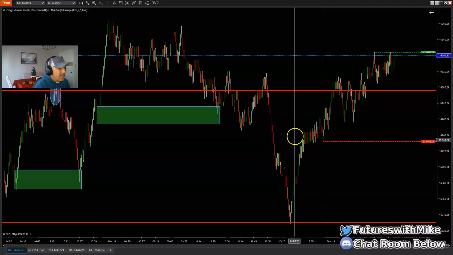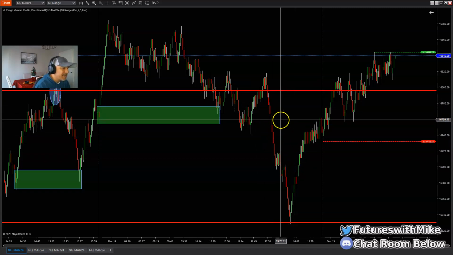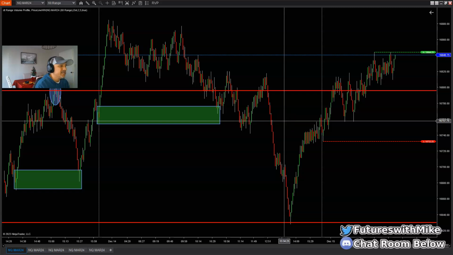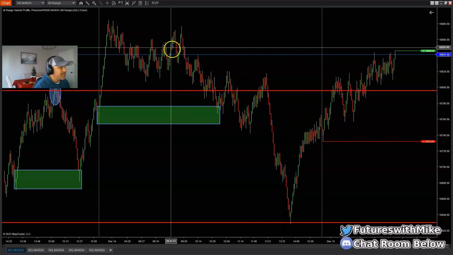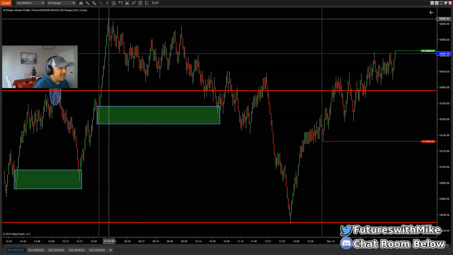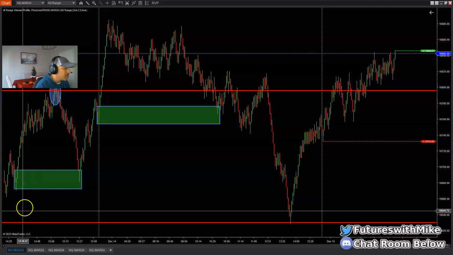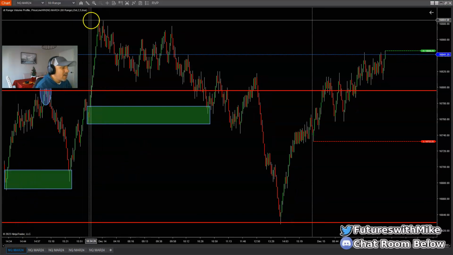Now, if we start breaking minor areas of structure back to the upside, I'm not saying you can't look for longs. You can definitely do so, but keep in mind the bigger picture is to look for shorts, until we definitely start breaking through major areas of structure, which would be yesterday's high, for instance. If we broke that area, then we would definitely be looking for opportunities to look for longs, which means at that point we would have had a major structure break, okay?